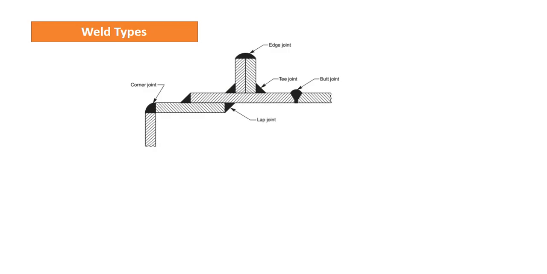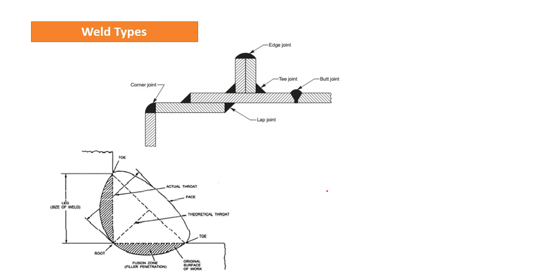Weld types. There are different types of joint: butt joint, T-joint, edge joint, lap joint, corner joint. This is the classification on the basis of the type of joint. We can also classify on the basis of the type of weld that is required by the designer. We have two types of weld that we'll be discussing in our course.